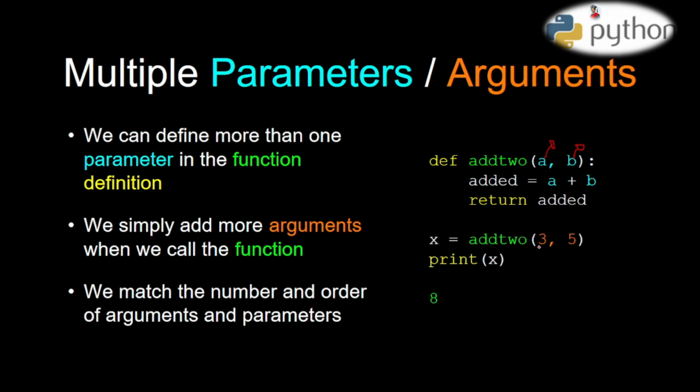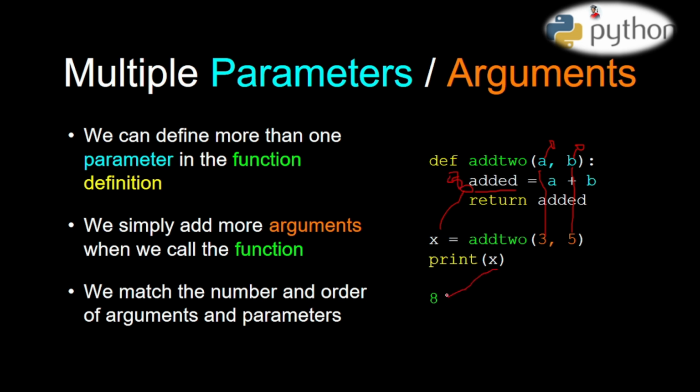X is equal to add2 of 3, 5: 3 for a, 5 for b. Then 3 plus 5, the result is placed under this added variable, and this added variable contains this summation, 8, and x is equal to 8. Then print x. When we call print x, the output is 8.